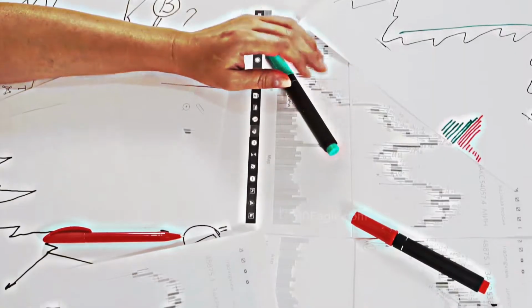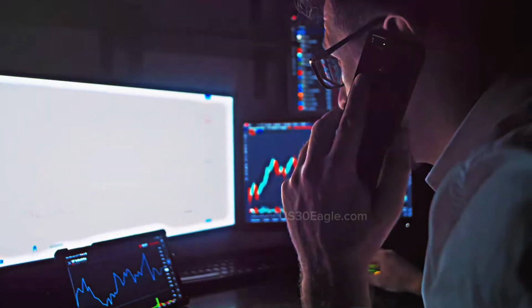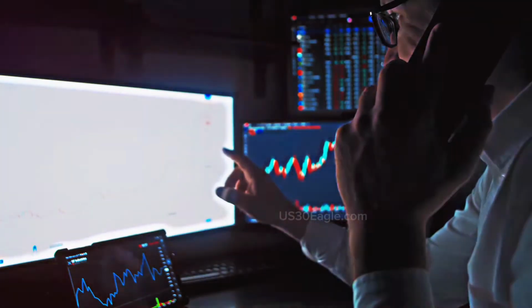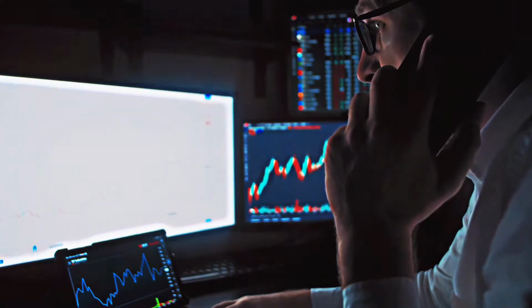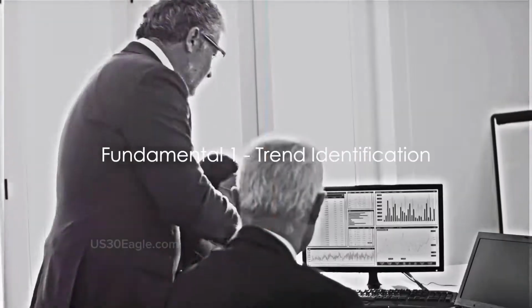We'll discuss how they work, when to use them, and the benefits they provide. So whether you're a novice or an expert, there's something new to learn and apply. Let's delve into these fundamentals and see how they can enhance your trading experience. First up, we have trend identification.